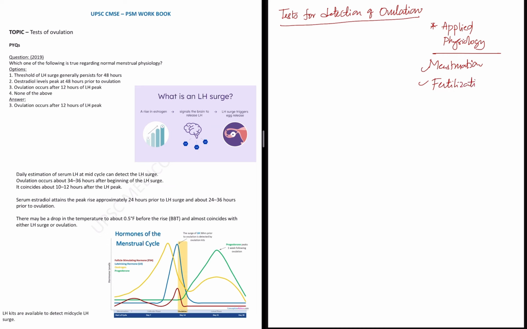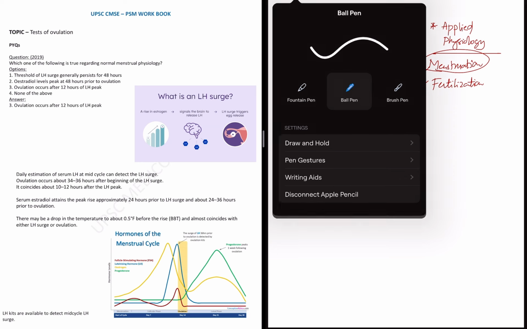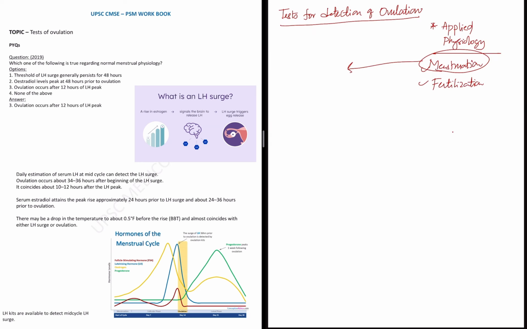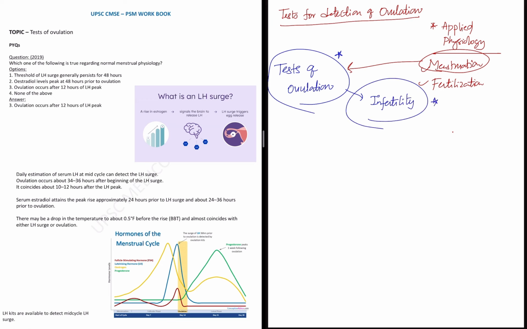From the menstrual physiology part, the major area of focus is tests of ovulation. I think this is also relevant for many other competitive exams too. If they want to ask one question from applied aspects of menstrual physiology, they'll ask you about tests of ovulation, the reason being it is very important for investigating infertility, because ovulation is an essential part of fertilization.